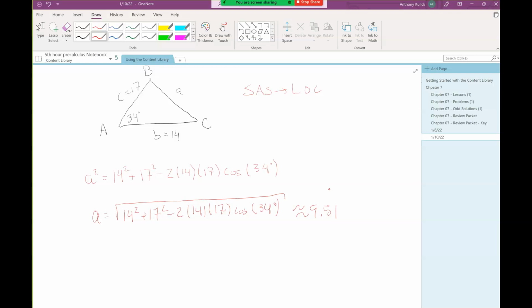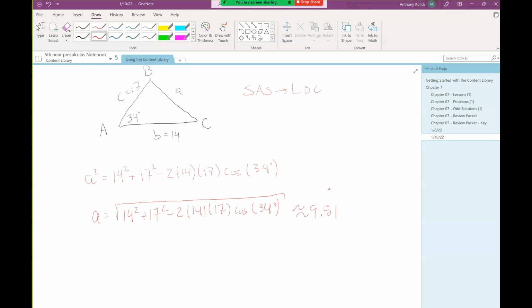Feels okay? Okay. Now I need to find either angle B or angle C. To do that, I would use the law of sines, because, well, it's an easier formula than the law of cosines. The law of cosines has a lot going on. It's a much longer formula.